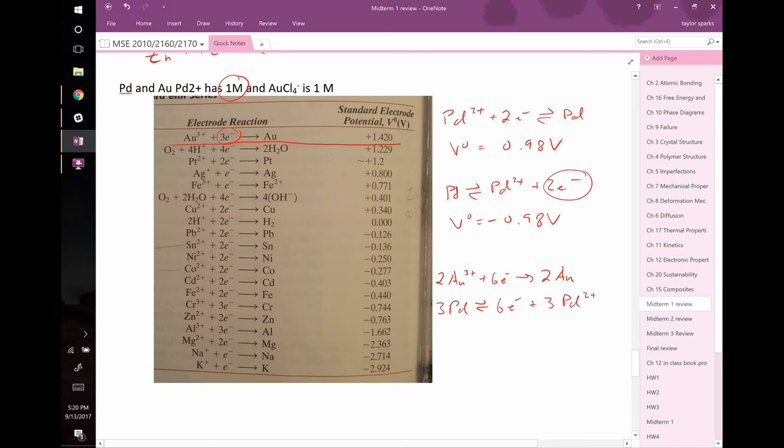What we did not do, and this is critical, is you do not multiply these voltages by 2 and 3 respectively. You leave them just as they are, right? But now we can go ahead and add them together. When we do so, the electrons cancel out on either side of the equation, and we're left with just two gold ions, that's three plus ions, plus three palladium yields two gold plus three palladium two plus ions. Right? Anybody have any questions so far? Yeah, question?